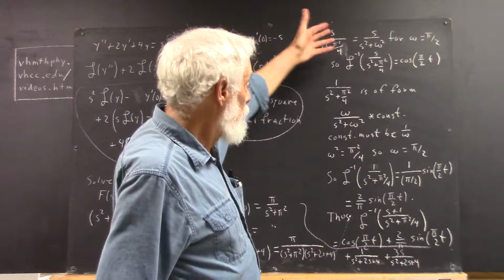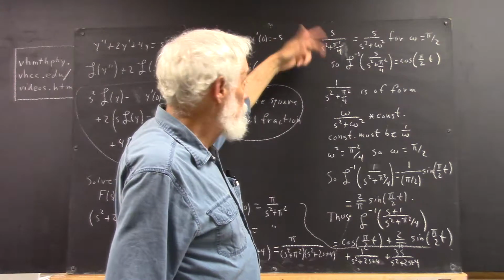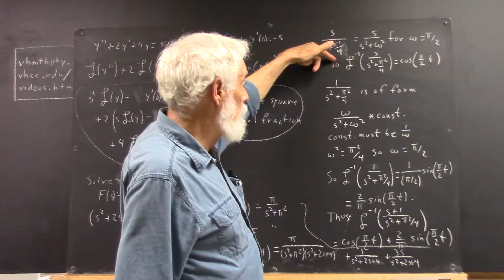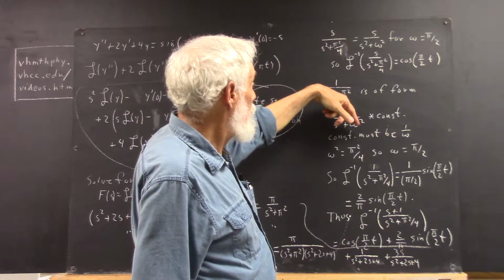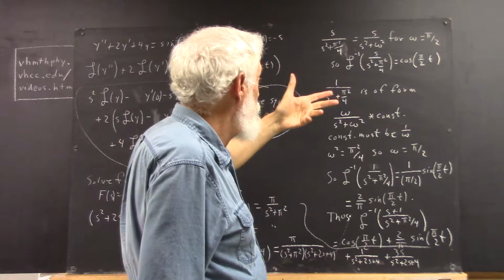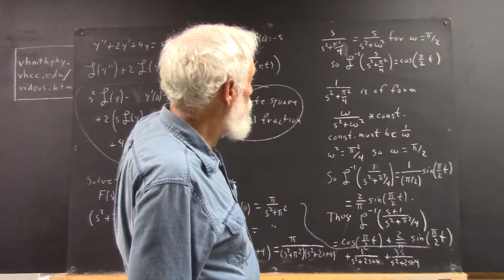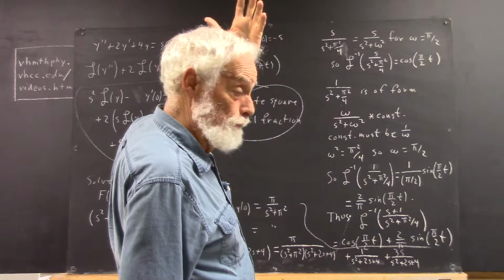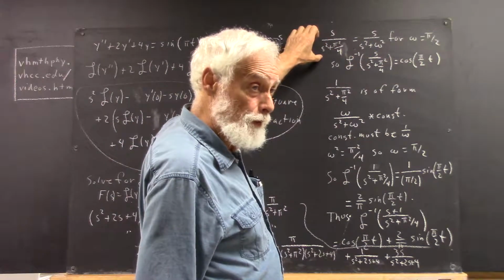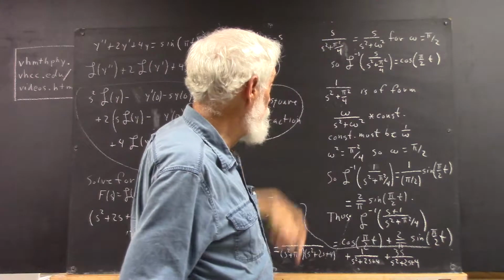Now I kind of lost track of this, but we're addressing the same thing. S over S squared plus pi squared over 4 is S over S squared plus omega squared, so omega equals pi over 2. Now this is from the table, and if you follow what we did previously, you see that immediately.